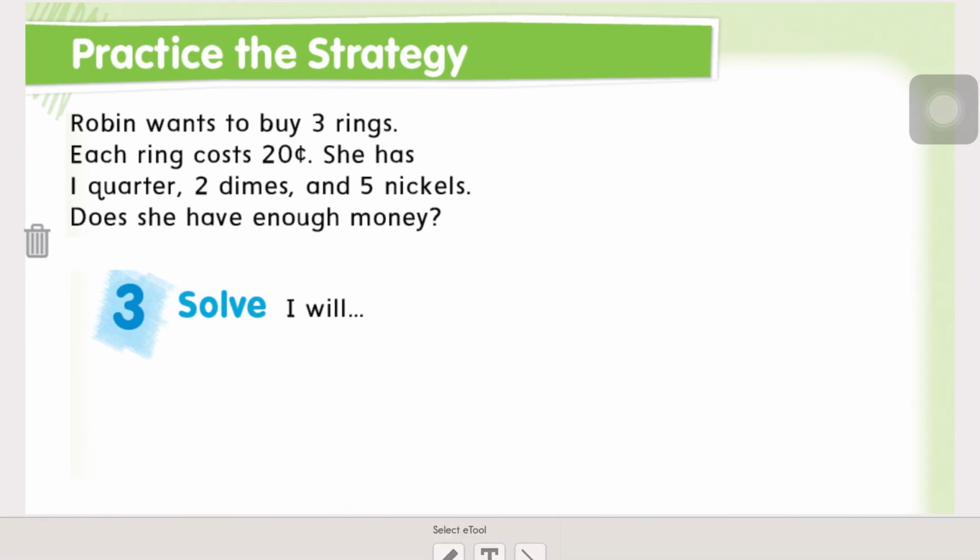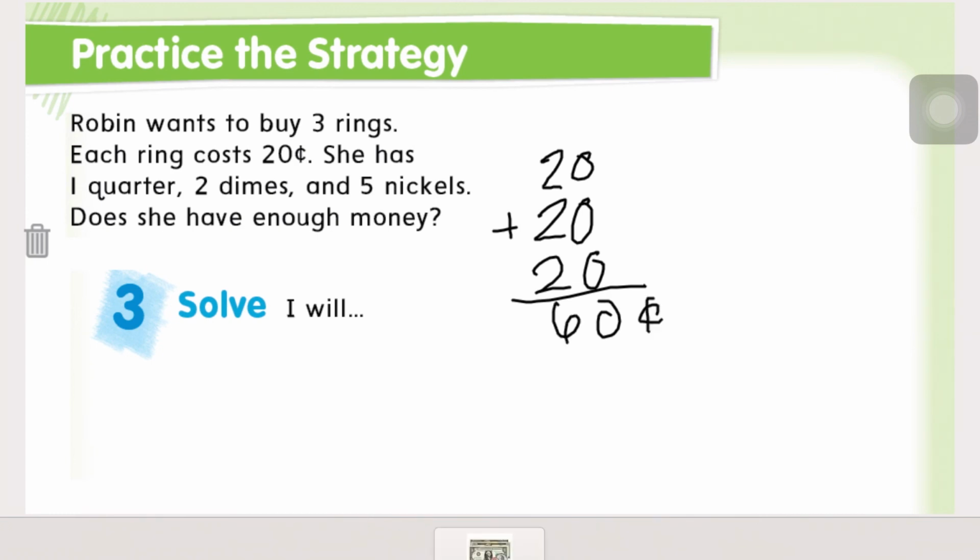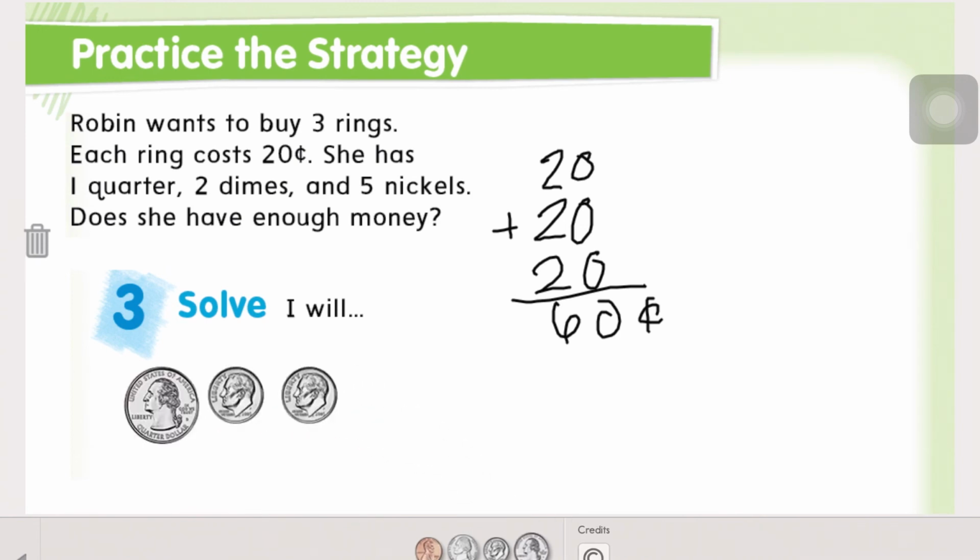So this has a couple of different steps here. The first one is we need to find out how much we're going to pay for these rings. And it says that each one costs 20 cents and she wants 3. So 20 plus 20 plus 20. 2, 4, 6. So she needs 60 cents. So now let's see how much she has. It says 1 quarter, 2 dimes, and 5 nickels.